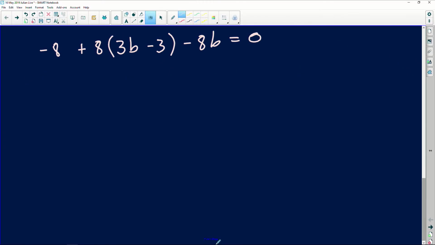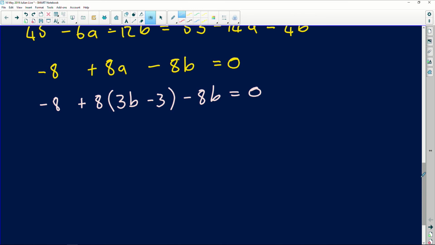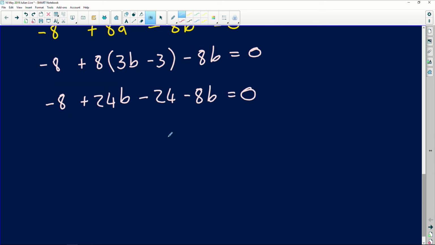So if we have to do this, now our distribution, our multiplication becomes really crucial. We're going to have minus 8 plus 24b minus 24 minus 8b is equal to 0. Okay, you can see how crucial it is to get your signs correct. So from here, we can simplify this. This is going to become negative 32 plus 16b, and that's going to be equal to 0.